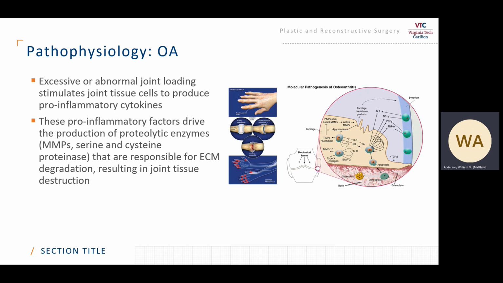So, pathophysiology of osteoarthritis in particular: excessive or abnormal joint loading stimulates joint tissue cells to produce pro-inflammatory cytokines. These cytokines lead to a cascade of proteolytic enzymes such as MMPs and proteinases that are ultimately responsible for ECM degradation, resulting in cartilage destruction.